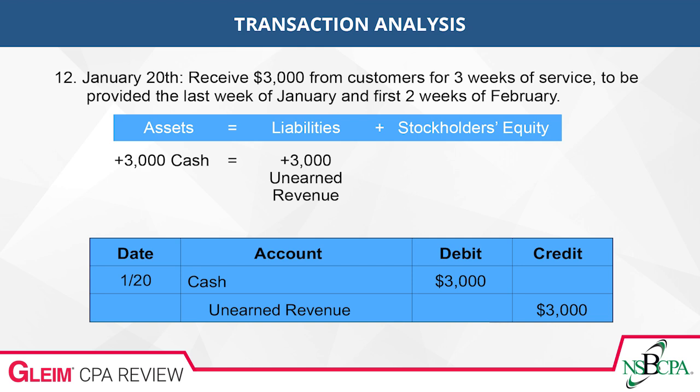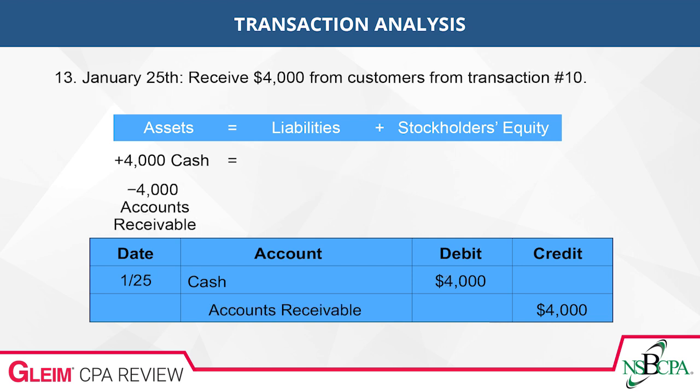Cash is received and increasing, so the debit is to cash. Since unearned revenue is a liability and is increased with this transaction, we record a credit to the unearned revenue account.